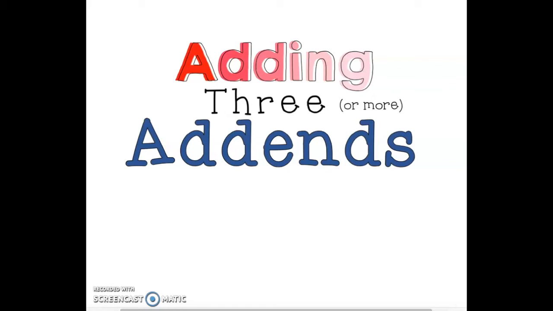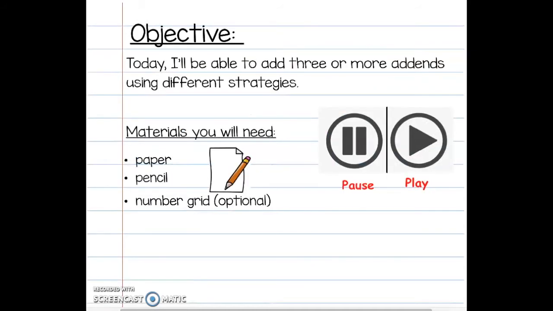Hi everyone! Today we will be working on adding 3 or more addends. The objective states, today I'll be able to add 3 or more addends using different strategies. For today's lesson, you will need paper, a pencil, and a number grid if you choose to use one.